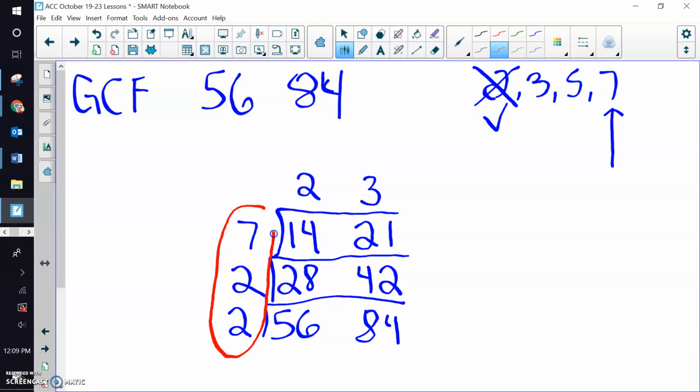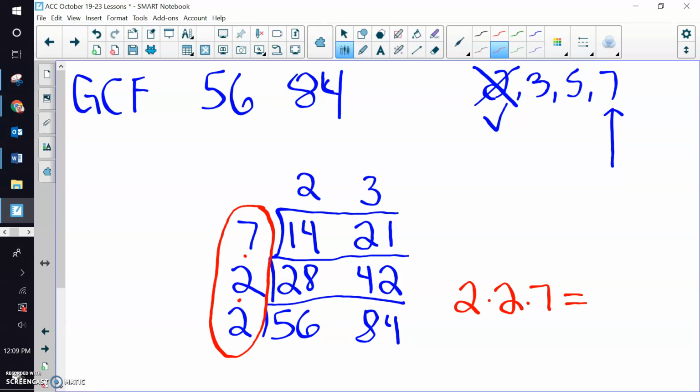So where are our common factors? Right there. 2 times 2 times 7. We can list them out. And if we multiplied all of them together, we would get our greatest common factor. But other common factors are found in here.